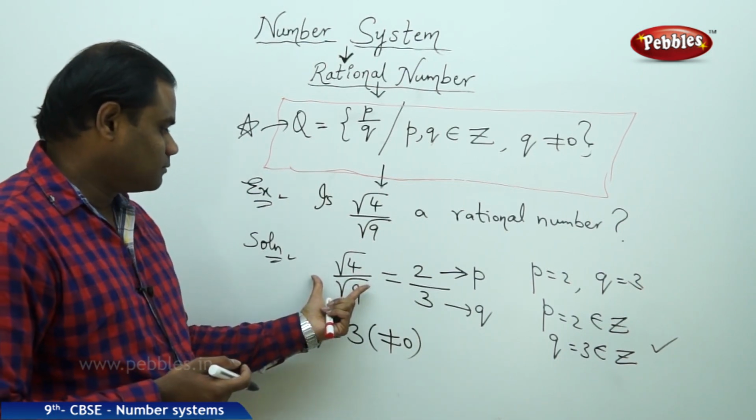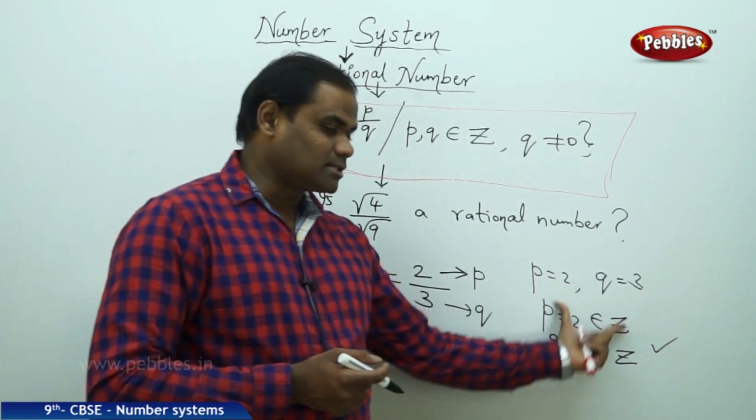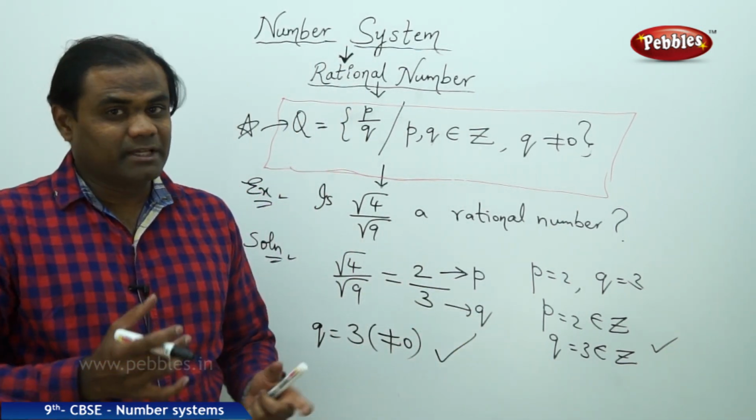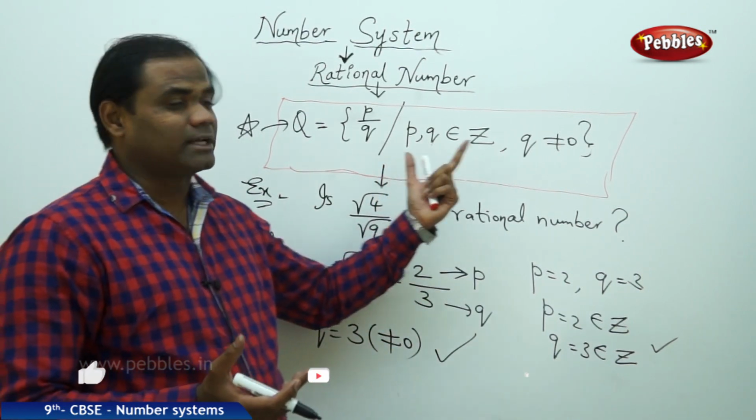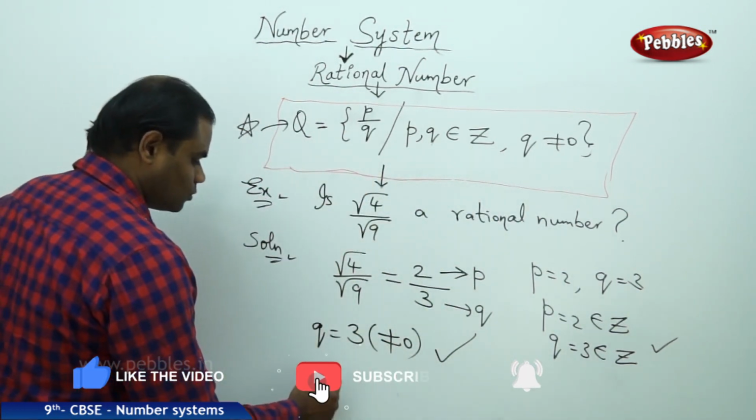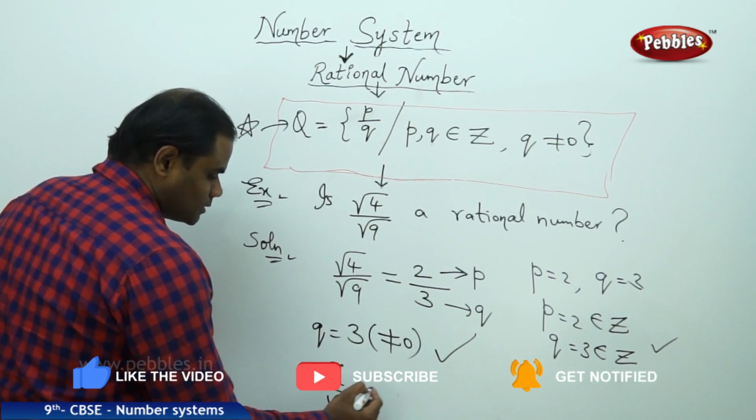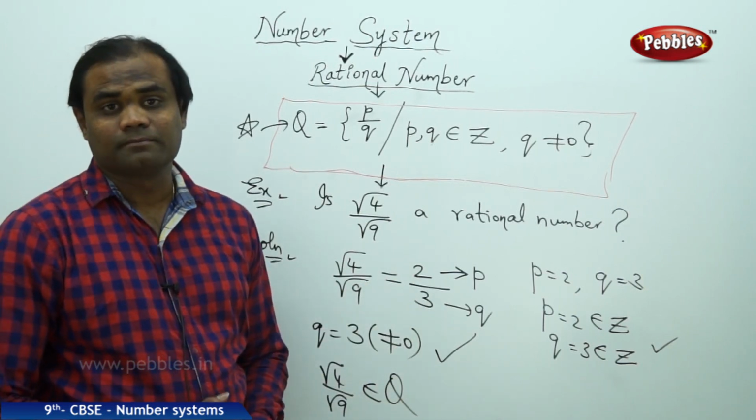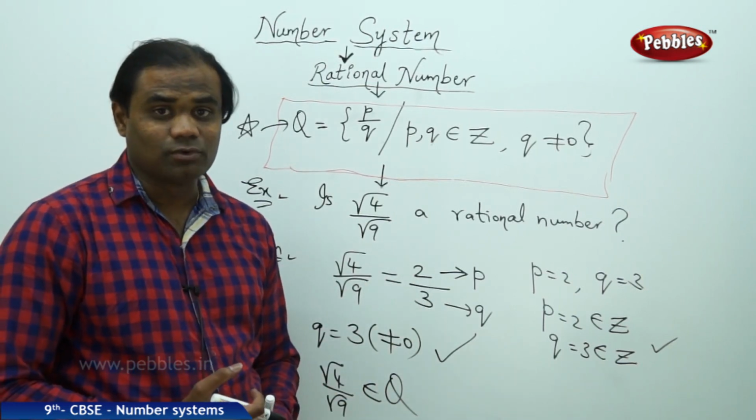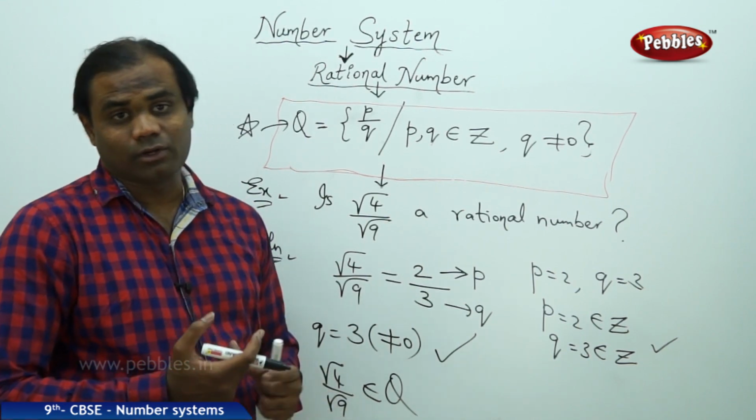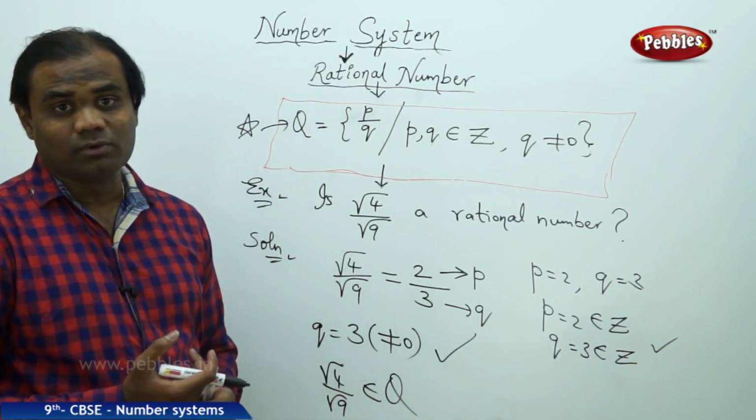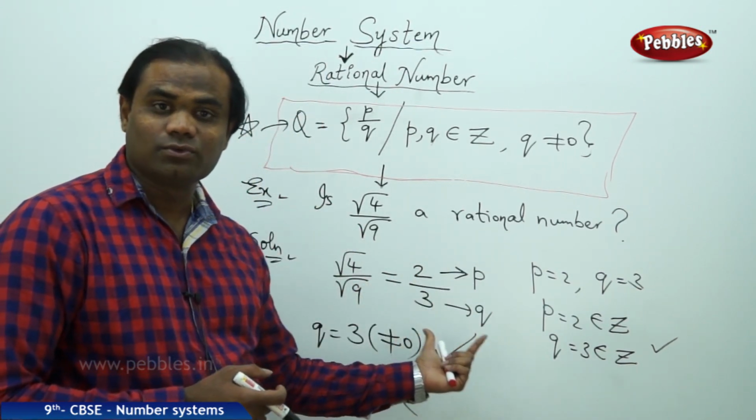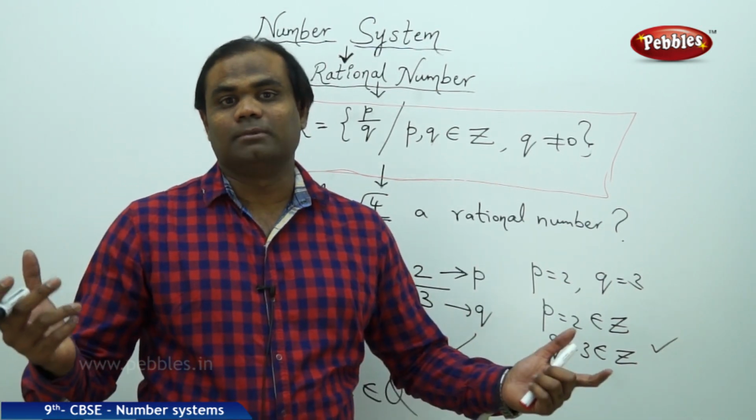So this number, when simplified to 2 over 3, passes test number 1 and also passes test number 2, which makes us understand clearly that because of the two tests being passed, this number root 4 over root 9 is a rational number, and its simplified form is 2 over 3. So any number expressed in root or non-root, decimal or non-decimal form is justified through its most simplified form. The most simplified form here is 2 over 3, which is a rational number.